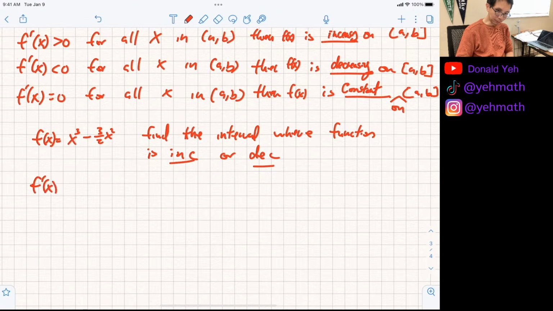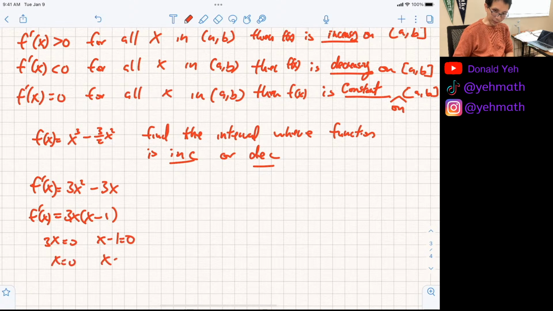So f prime of x equals 3x squared minus 3x, and I'll set it equal to 0. 3x times (x minus 1) equals 0. So x equals 0, x equals 1. Am I going too fast? Is that okay, Julia? Yes.